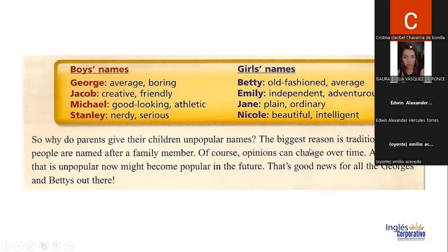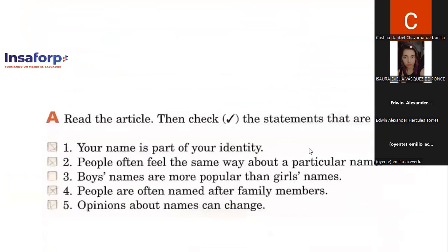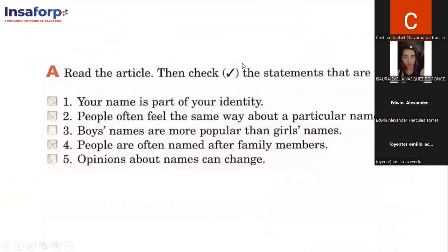So now let's check true or false. Your name is part of your identity. True or false? True. Yes, it's true. Second, people often feel the same way about a particular name. It's true.